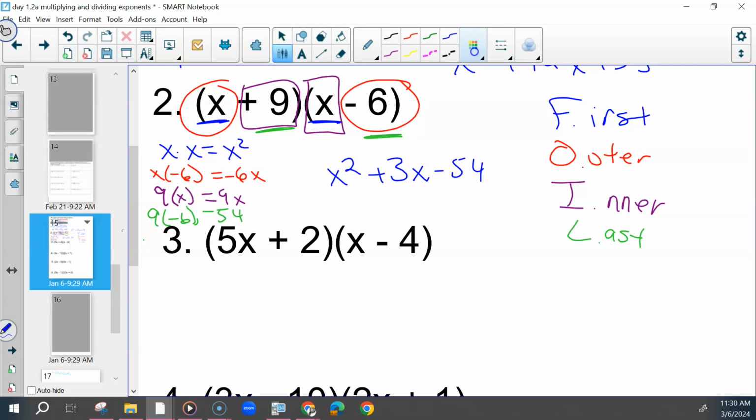Questions on that? Max? Which part? Multiply your first terms, your outer terms, your inner terms, and your last terms. And then combine like terms.